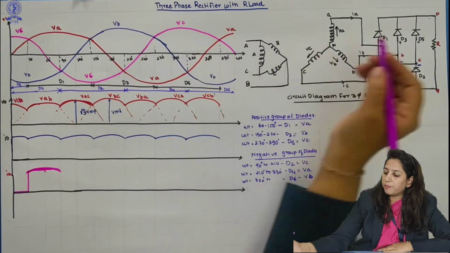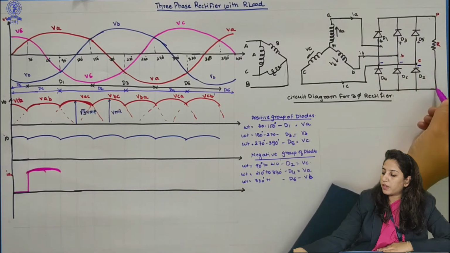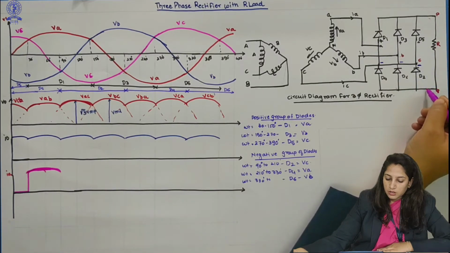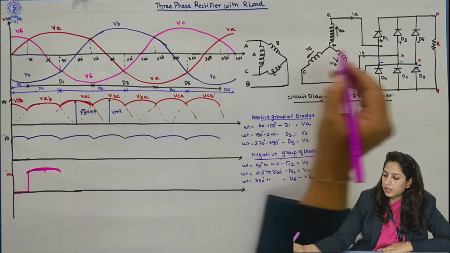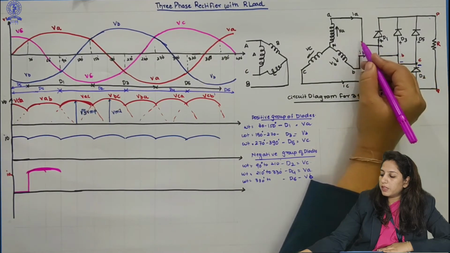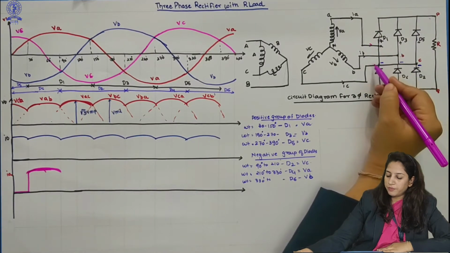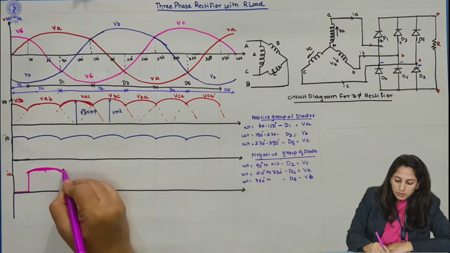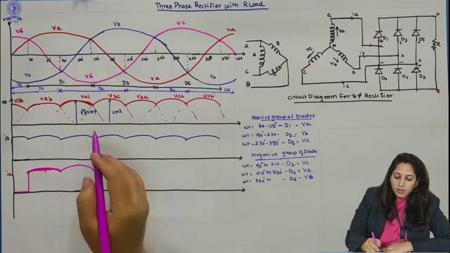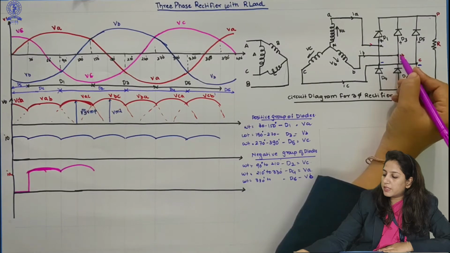Then it is VAC. VAC means here D1 is conducting, from resistance to VAC, so from D1 to D2. So current will again be in the direction of this VAC. Again current will be in this way. Again then VBC. Now see, the voltage is between VB and C.